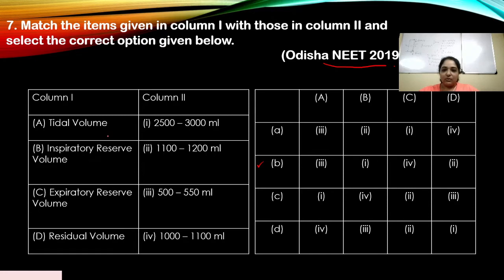A, tidal volume, that's 3, which is correct, actually 500 to 550 ml. You have inspiratory reserve volume 1, that's 2500 to 3000 ml, and you have expiratory reserve volume C, 1000 to 1100 ml, and D, residual volume, which is 1100 to 1200 ml. So this is factual based. If you remember the volumes and capacities, you can easily answer this question.